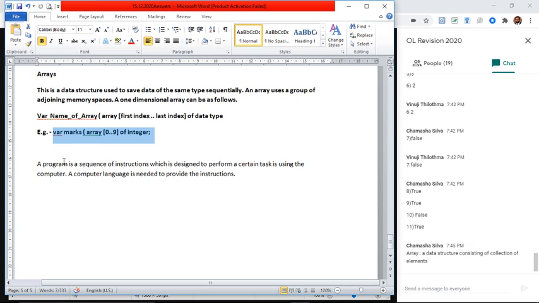A program is a sequence of instructions. It's a sequence of instructions designed to perform certain tasks using the computer. A computer language is needed to provide the instructions. So what is a computer program? It's a set of instructions. With the help of this set of instructions, you can ask the computer to do some task.